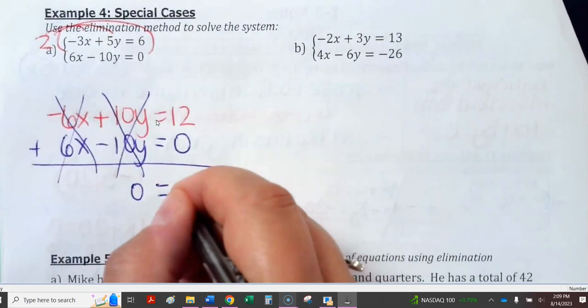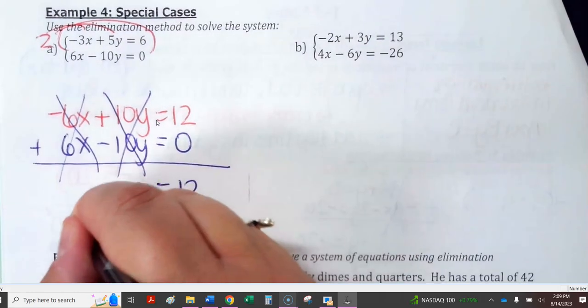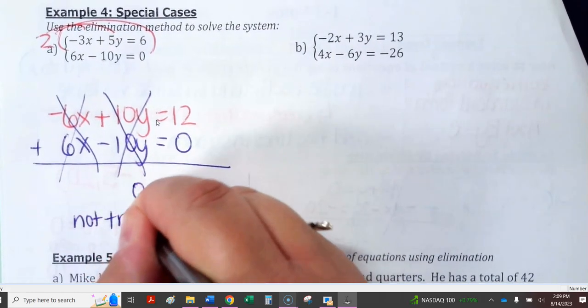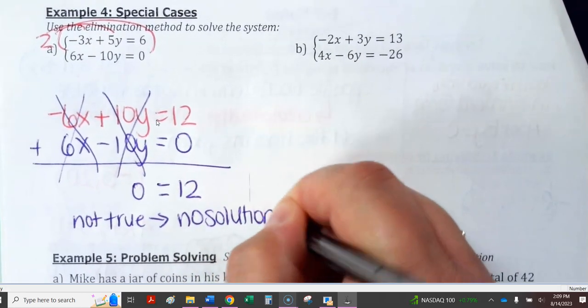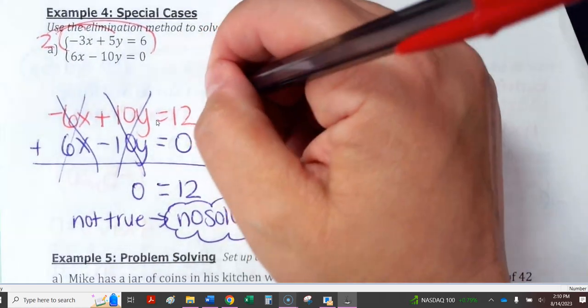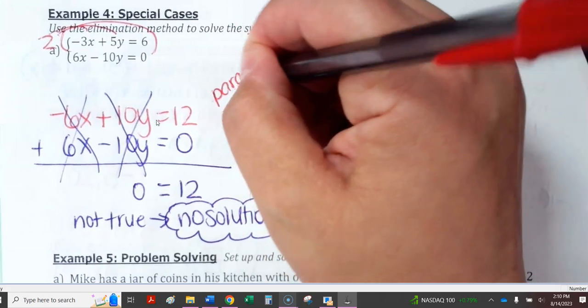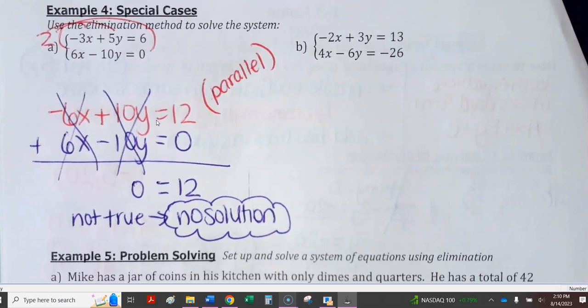So I'm going to get 12 plus 0, that would be 12. True or false? False. No, this doesn't work. So not true is going to mean no solution. Now, if you graphed these, these two lines would be parallel in the coordinate plane. But my answer to the question is that there's no solution, though visually these would be parallel lines.